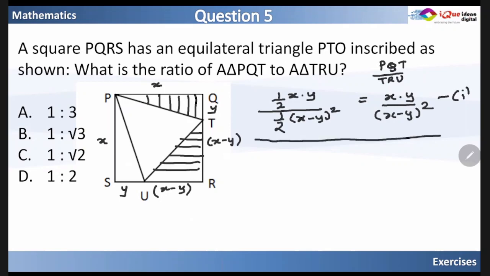Now let's start with the second part. In triangle PQT, can I say x squared plus y squared is equal to PT squared? And in triangle TUR, I can say that UT squared is equal to (x minus y) the whole squared plus (x minus y) the whole squared, so 2 times (x minus y) the whole squared. In the two triangles I am applying Pythagoras' theorem, right?